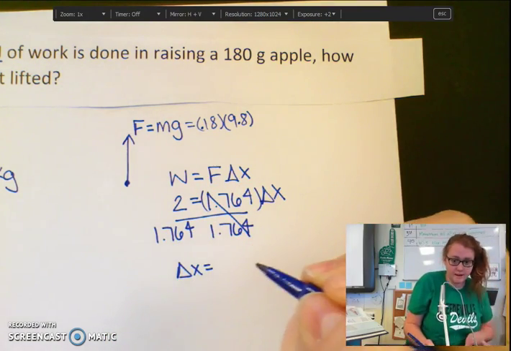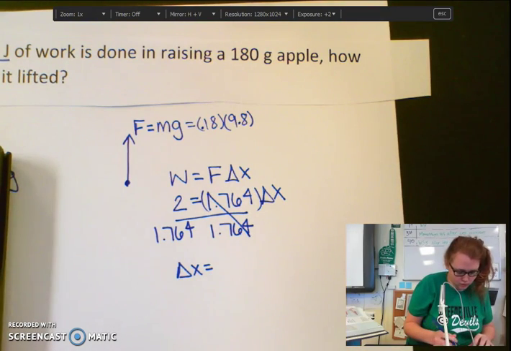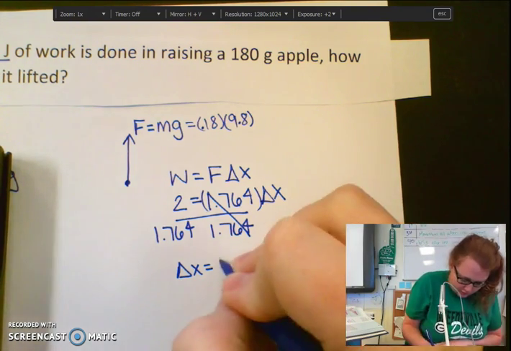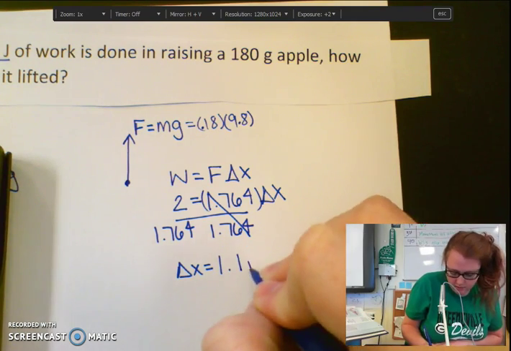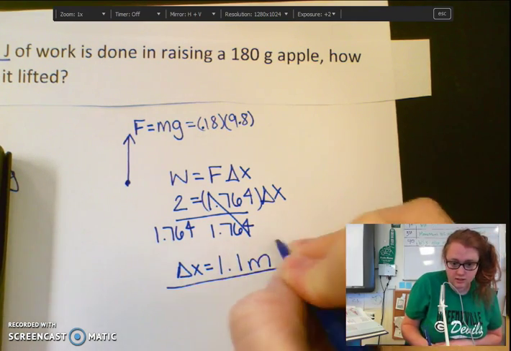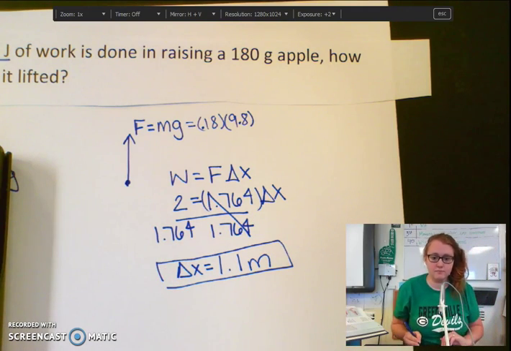Let's see. Delta X equals 2 divided by 1.764. That gives us 1.1 meters. Remember, the unit for delta X should be meters.